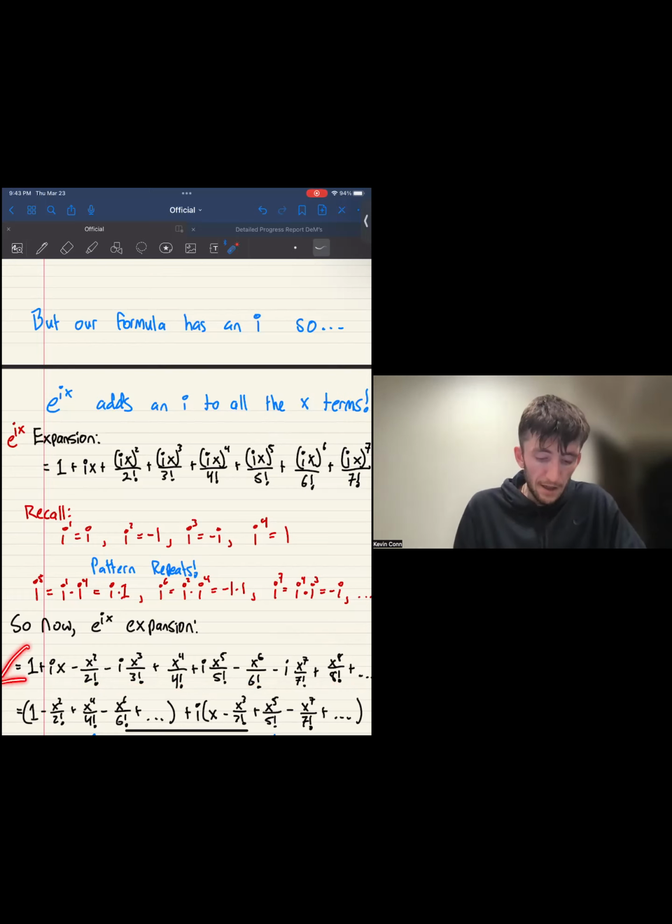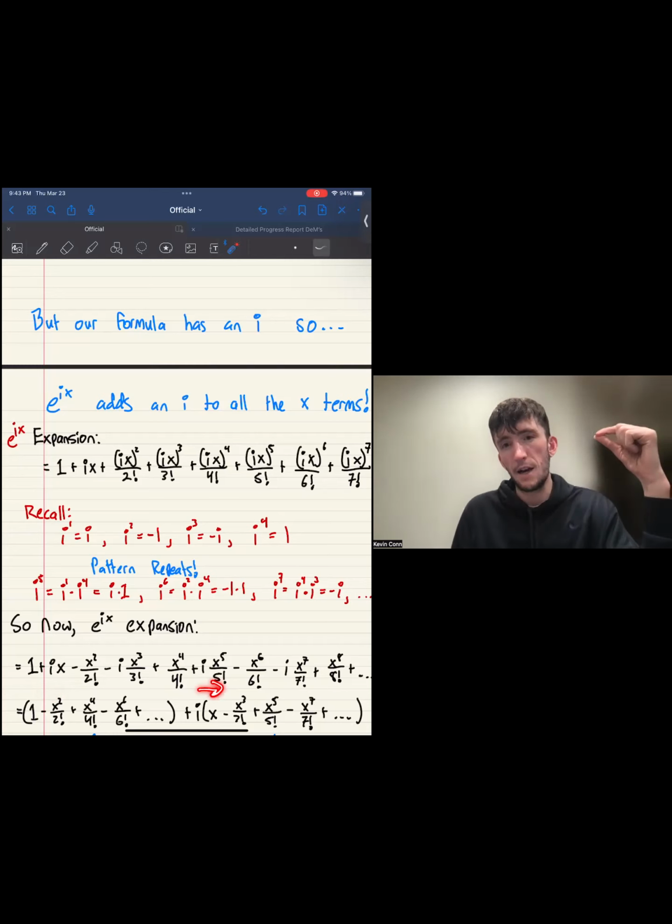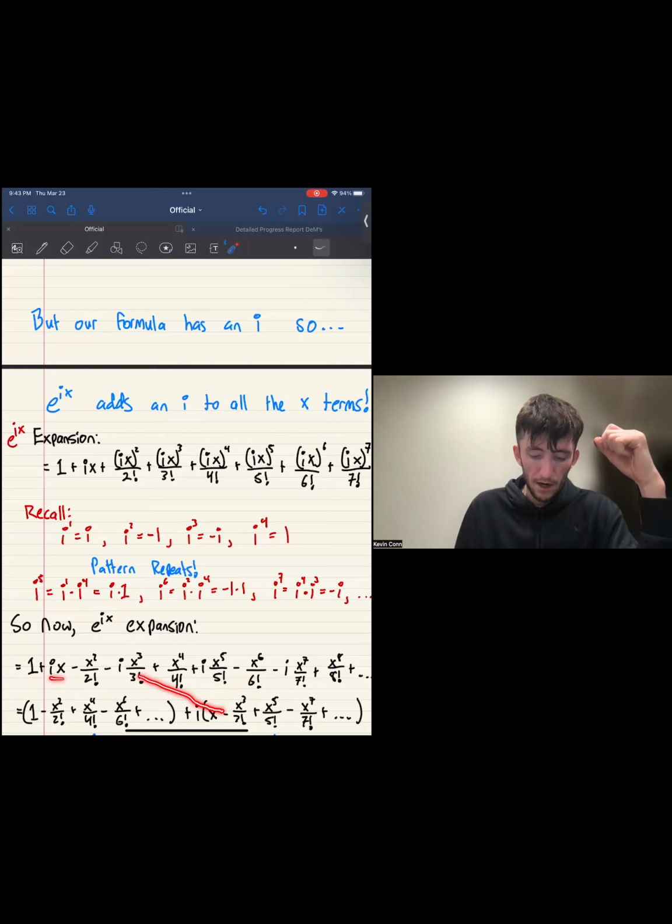So then we're going to take this giant expansion and group the like terms. Everything that has no i is going to be over here on the left. Everything that has an i is going to be here on the right, and we're also going to factor out the i. So no i over here, and i terms over here, and the i comes out. So we have that i out in front.